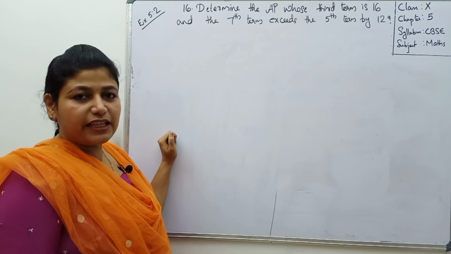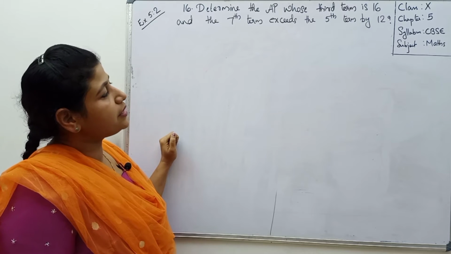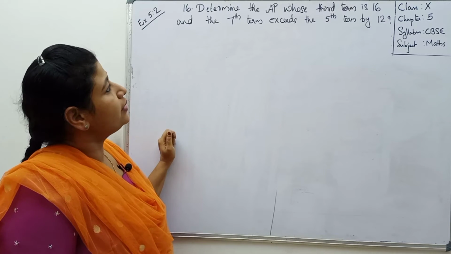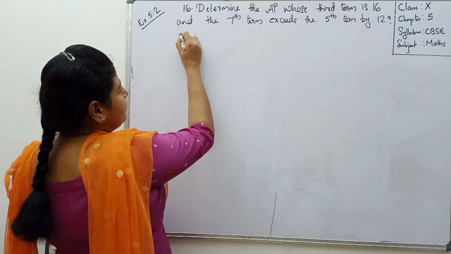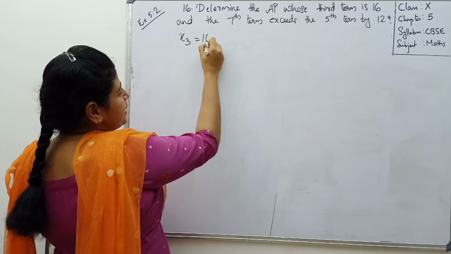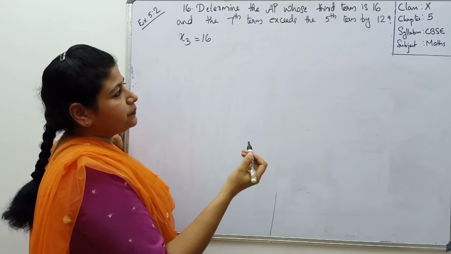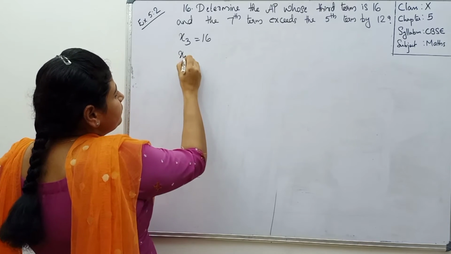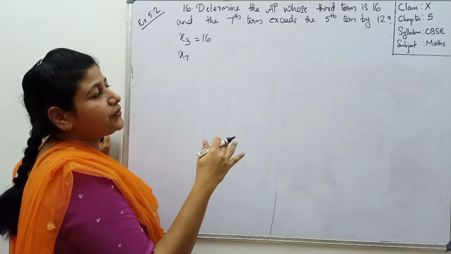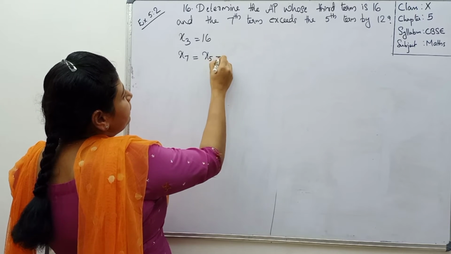16th question. Determine the AP whose third term is 16 and the seventh term exceeds the fifth term by 12. We have to find the AP. Its third term is given as 16. Third term means x3, which is equal to 16. And the seventh term exceeds the fifth term by 12. We did a similar question in the last class. The seventh term is 12 more than the fifth term, so we can write fifth term plus 12.